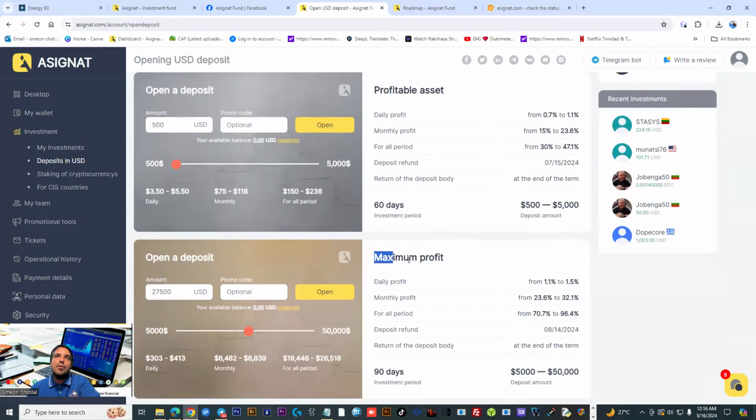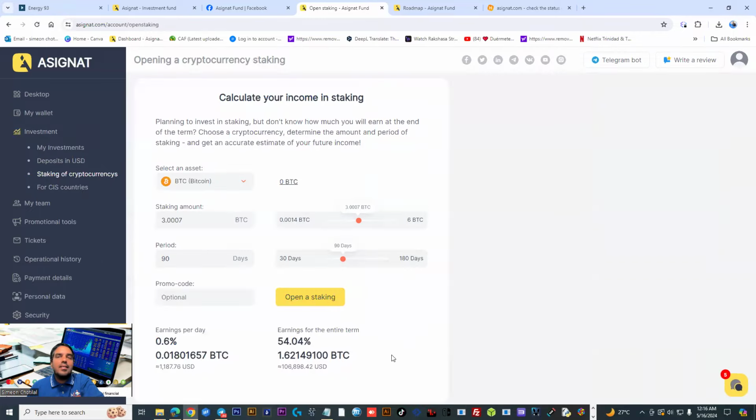Then you have the maximum profit, where you could come in with a minimum of $5,000 526, and you could start earning 1.1% a day to 1.5% a day. Investment period is 90 days. So you know how it goes. You could do your withdrawals, guys, and nothing is wrong with that. Once you have $5 and above, you could issue a withdrawal. Based on their site, they say 24 to 48 hours.